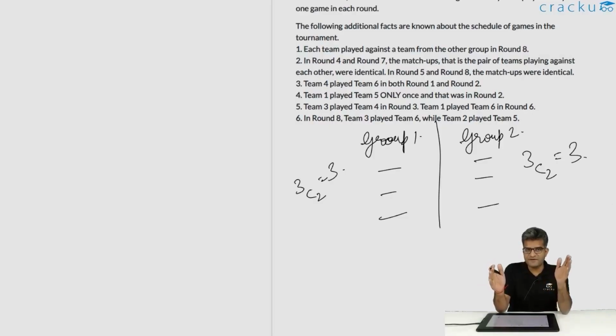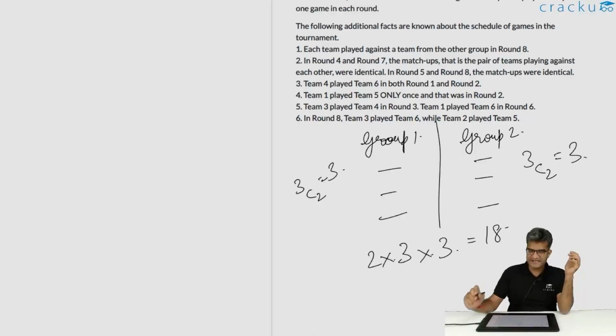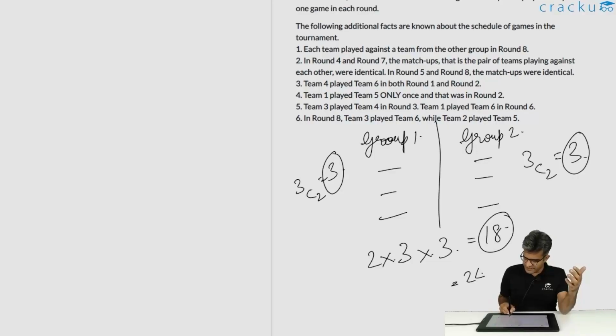But when we are picking one team in group 1, we can do it in 3 ways. If we are picking one team in group 2, we can do it in 3 ways. And once we pick the 2 teams, one from group 1, one from group 2, they play against each other 2 times. So the total number of matches such that one team is from group 1 and one team is from group 2 is 2 into 3 into 3, which is 18. So the total number of matches that happen is 3 plus 3 plus 18, which is equal to 24 games.